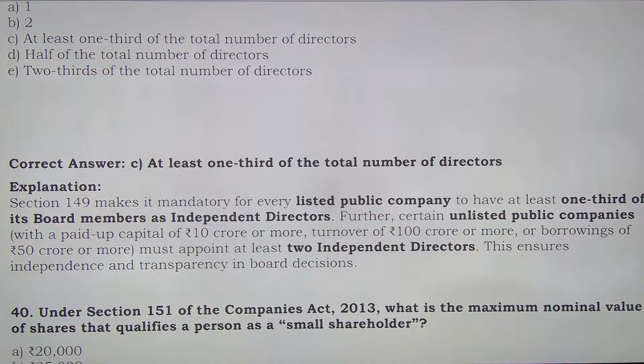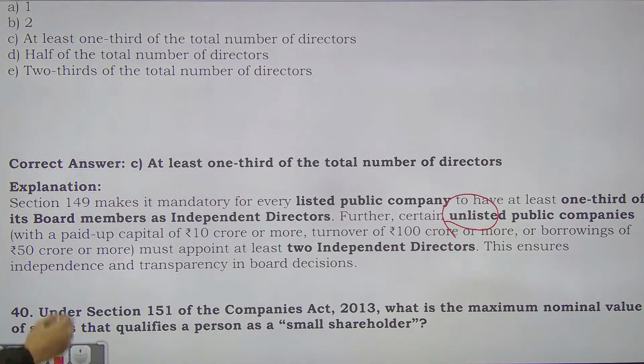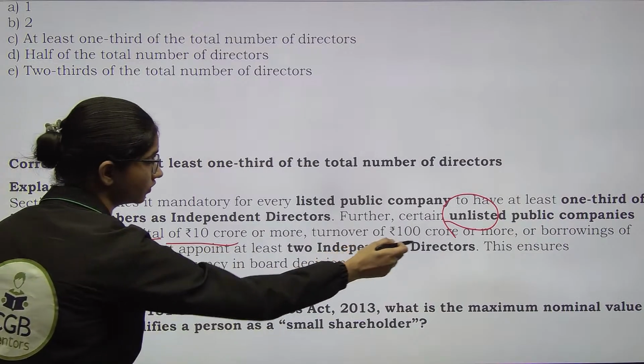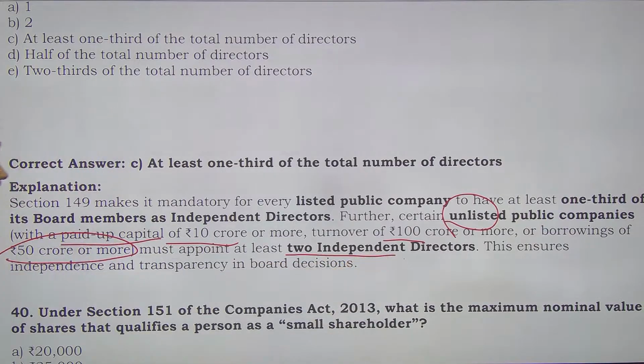See, in this point there is another point also that you have to read. If there is an unlisted public company, then if their paid up share capital is 10 crore or more, turnover is 100 crore or more, and borrowings are 50 crore or more, then in that scenario they should also have at least 2 independent directors. So please try to remember this point also of section number 149.